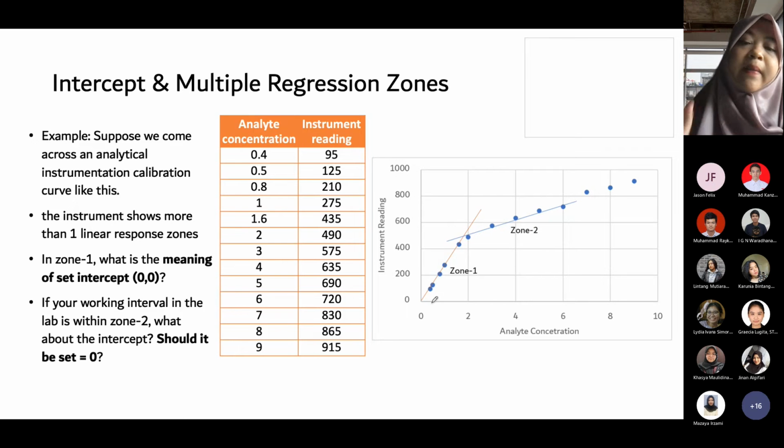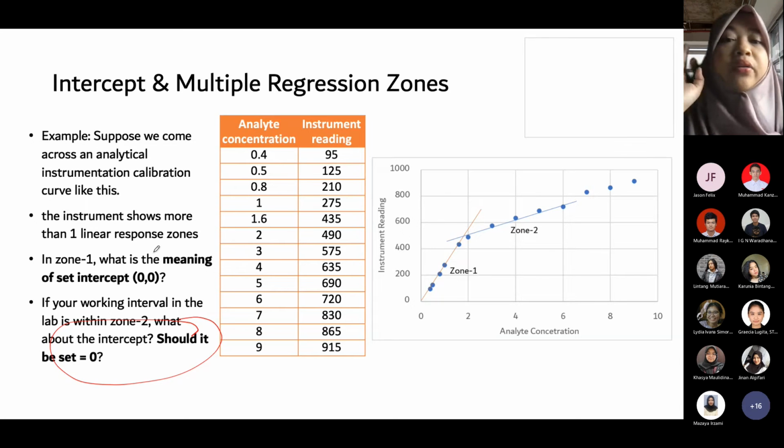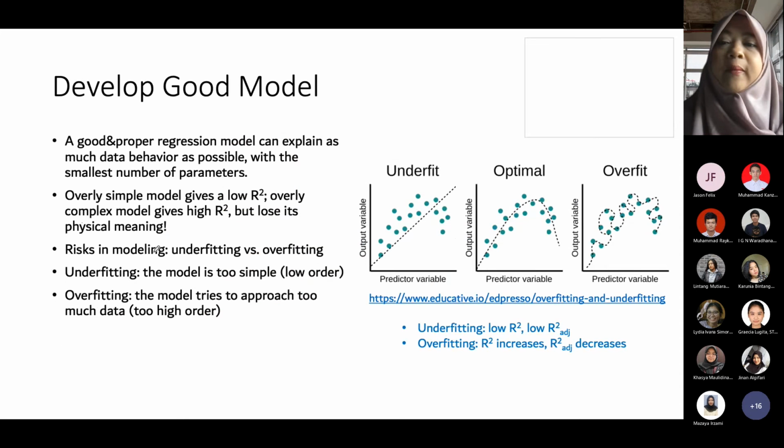Okay. In the matter of the intercept, whether it should be set to zero, we also have to check the phenomena. Should it start at zero or not? If it should start at zero, then we can set the intercept to zero. While if zero has no meaning for the intercept, then we don't need to set the intercept to zero.